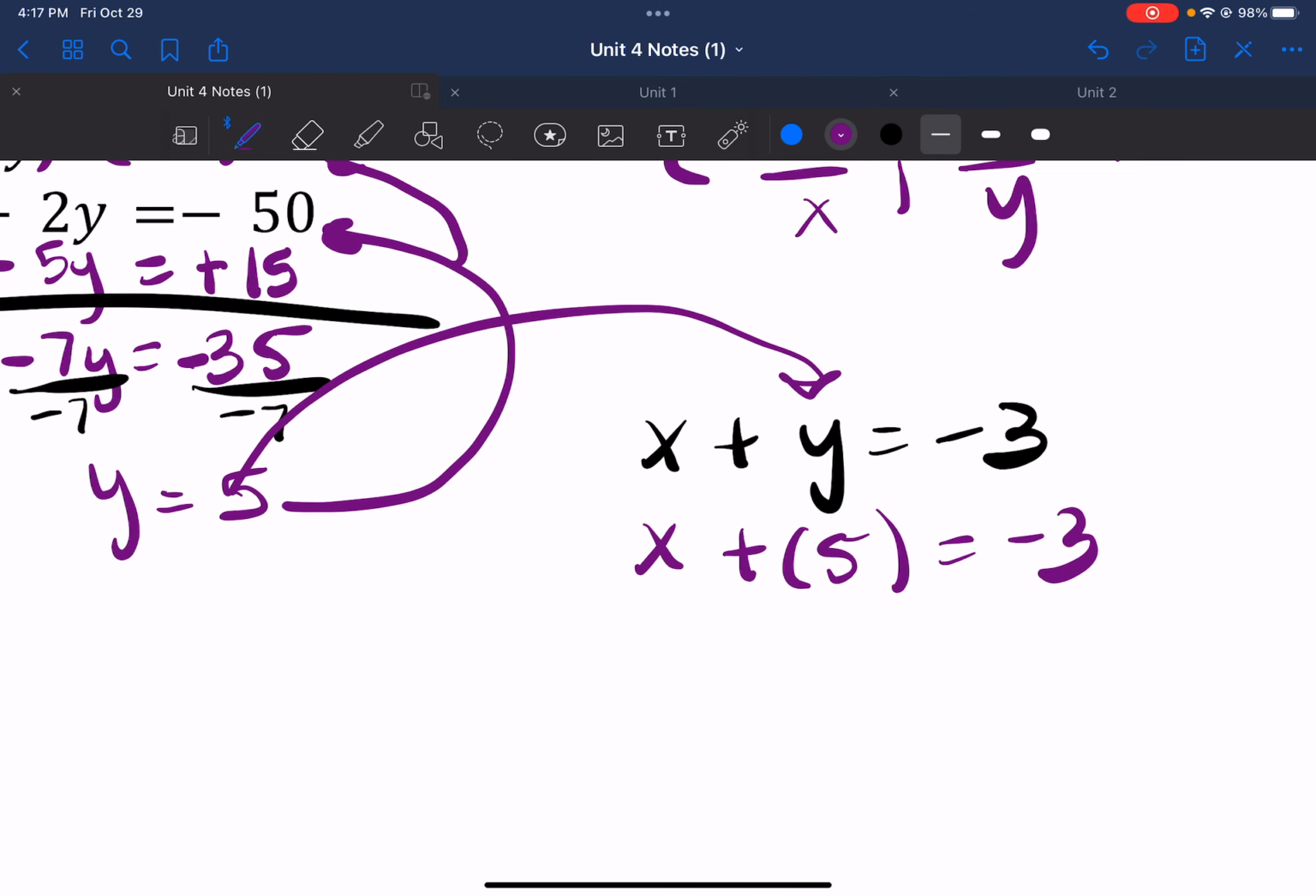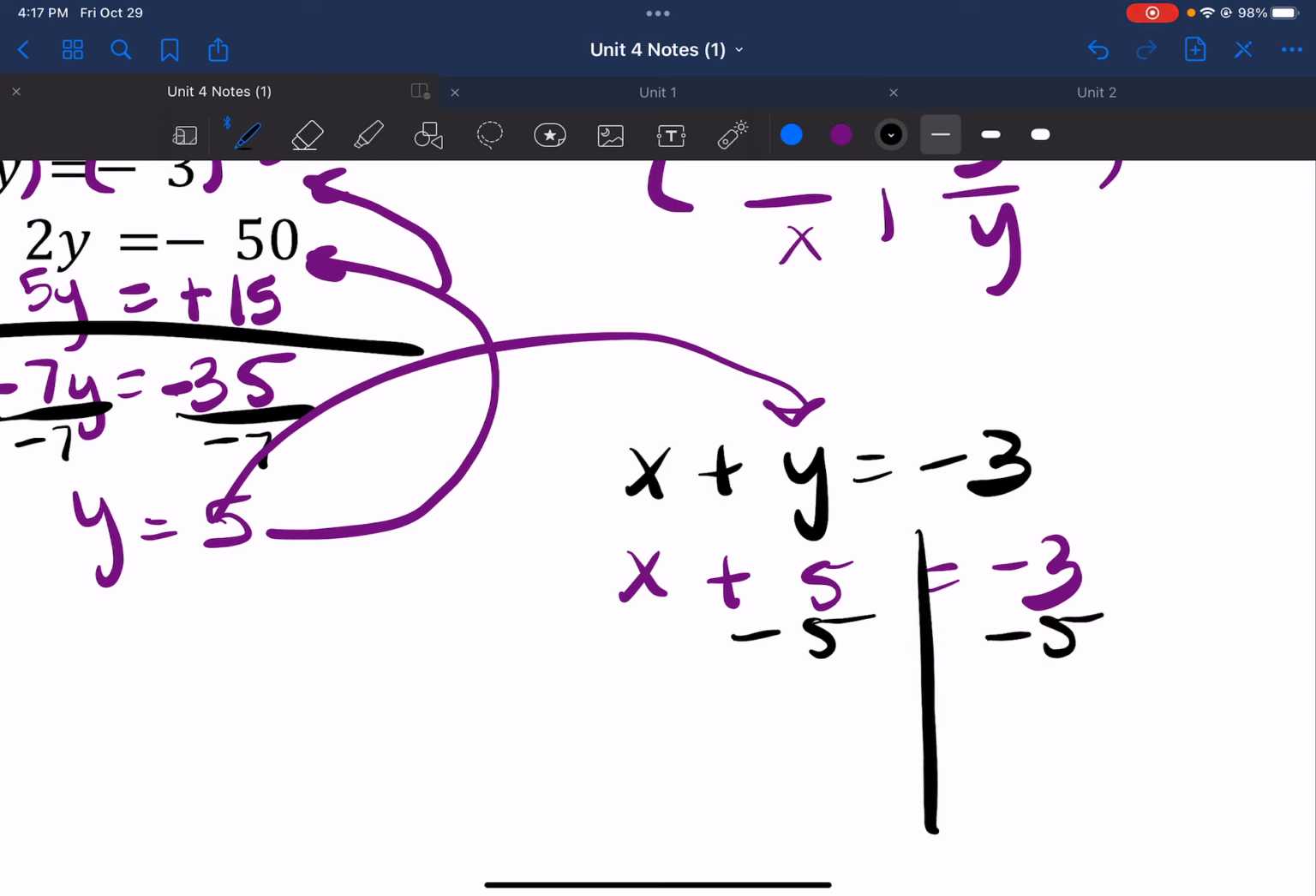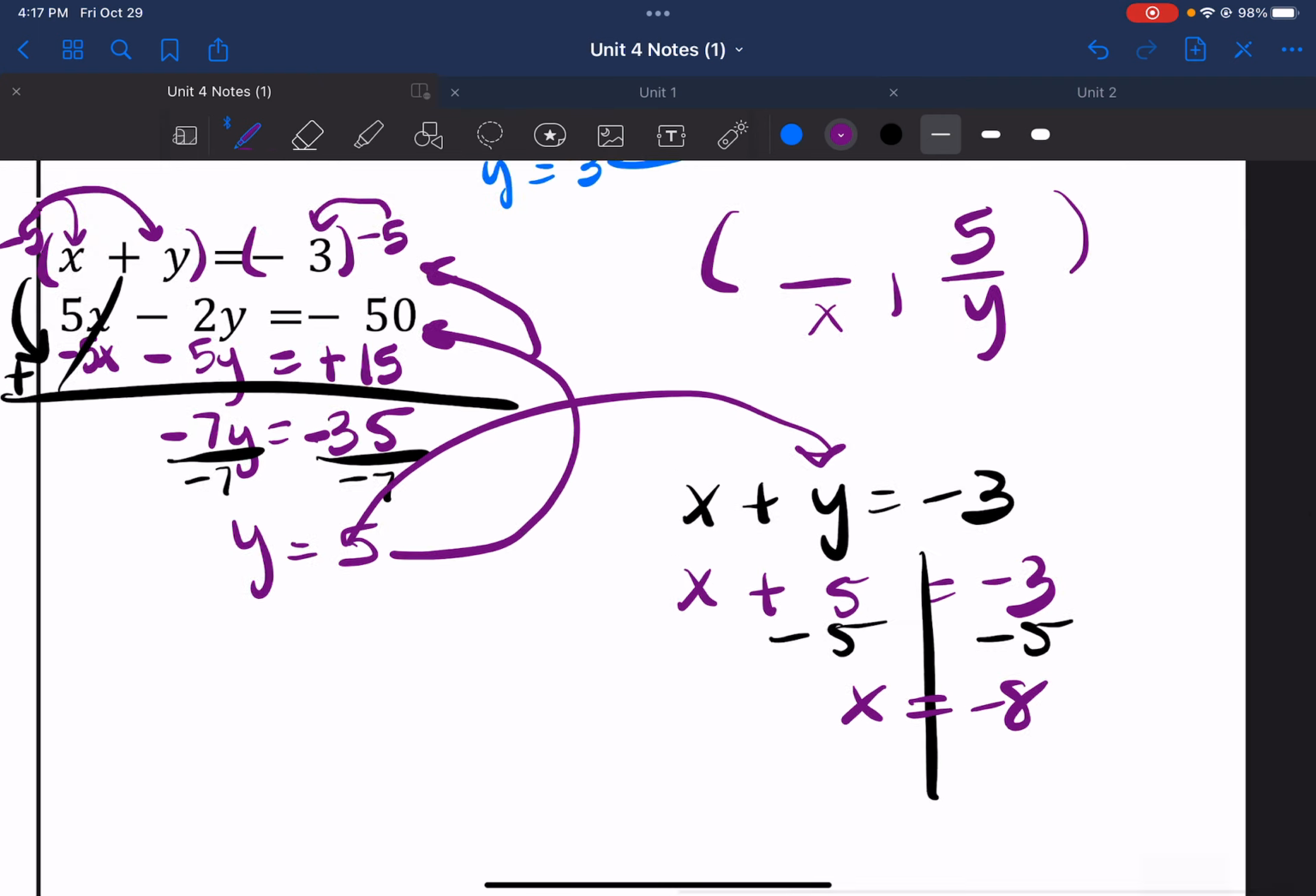Now, this right here is just going to stay positive 5, right? Yes. So if I was to rewrite this, I'm just going to delete it because I know it's going to be 5. I want to solve for x, so I'm going to subtract 5 here, subtract 5 here, right? Once I do that, what do I have? I have x equals negative 8, and I'm done.